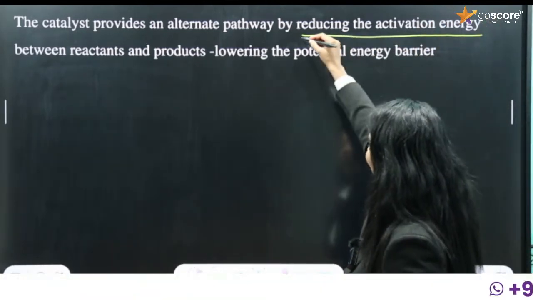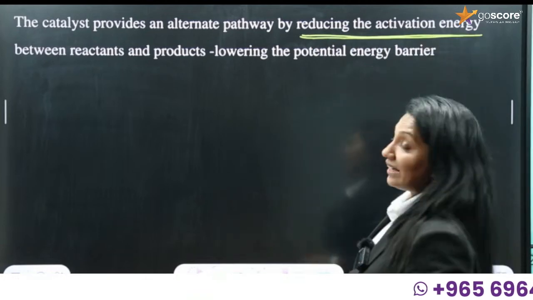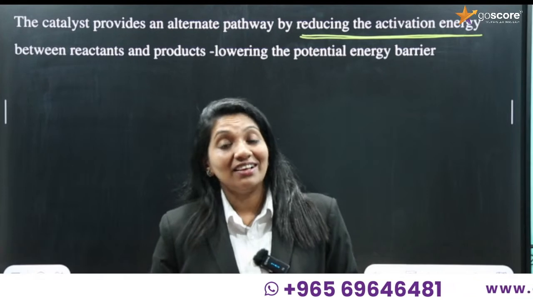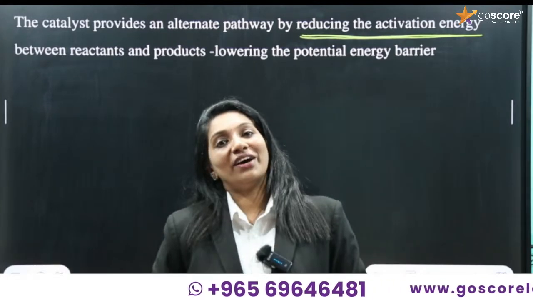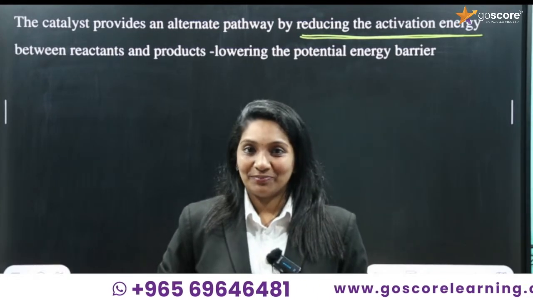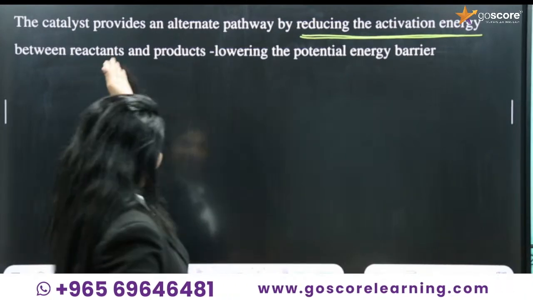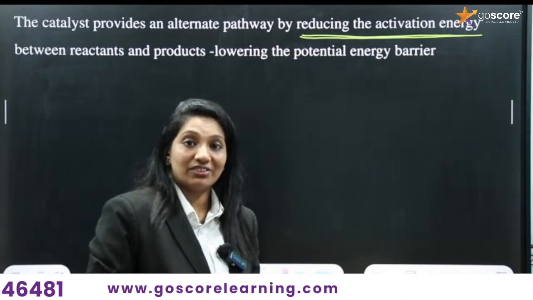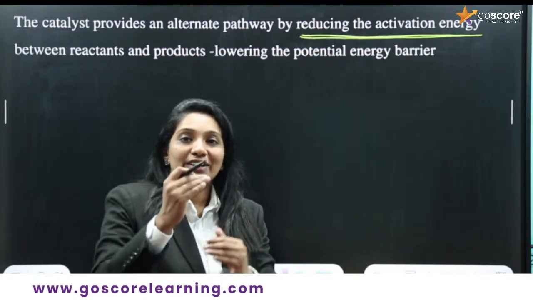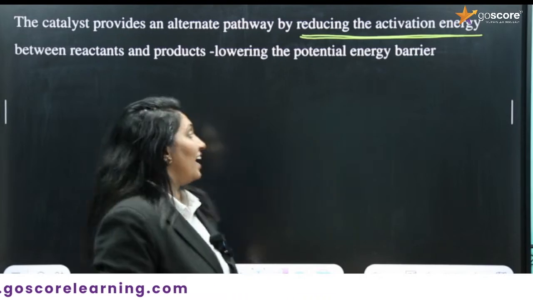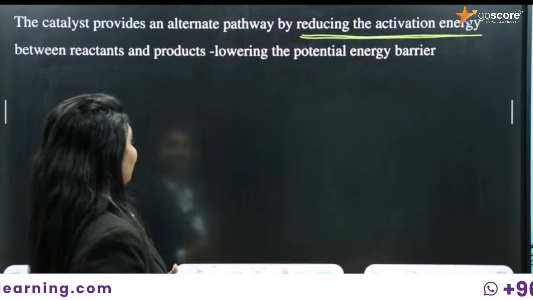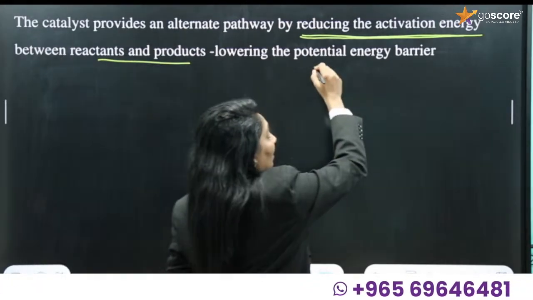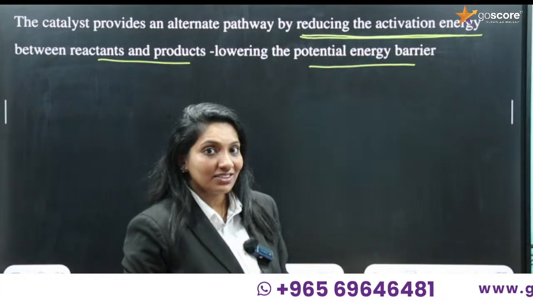The term is the important one for getting the idea about the effect of a catalyst. The catalyst will reduce the required activation energy. Okay, so the catalyst provides an alternate pathway or an alternate mechanism for the reaction by reducing the activation energy of the reactant and the product, thereby lowering the energy barrier, the potential energy barrier.